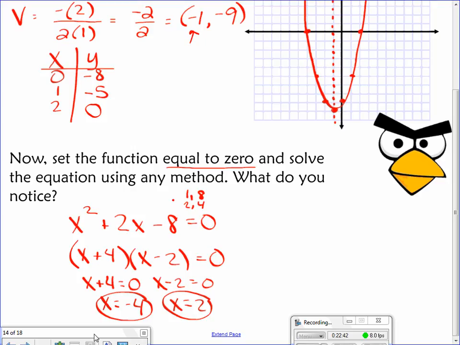Where's it crossing the x-axis? It crossed at negative 4 and 2. Look where it crossed the x-axis. It crossed at 1, 2, 3, 4, negative 4. That was one of my answers. And it crossed at 2. Those are your answers, guys. Wherever it crosses the x-axis is the answers you'll get when you solve it.